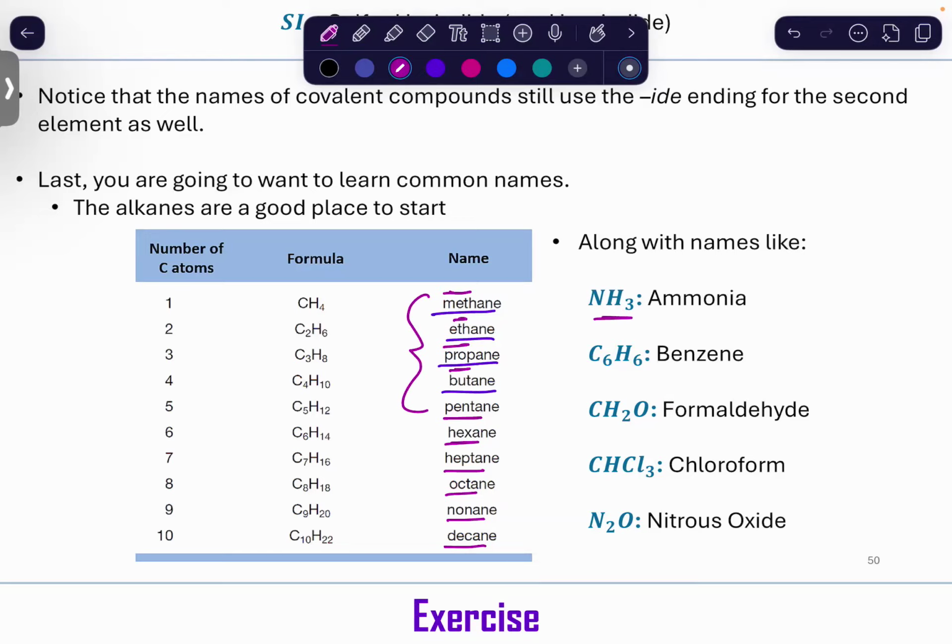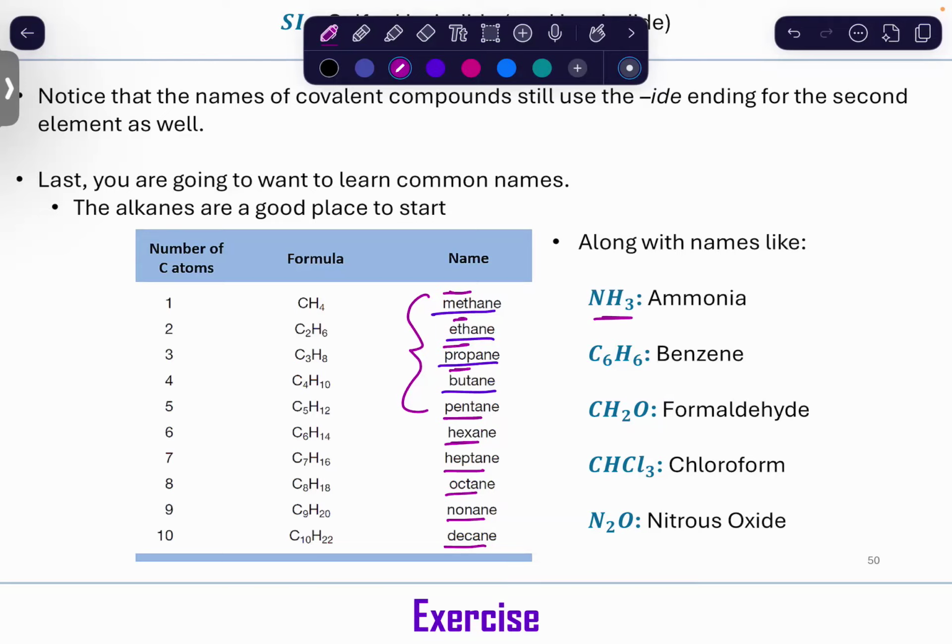Remember, your NH3 is ammonia. I guess you could call it nitrogen trihydride. Your C6H6, that's benzene, that's a common name. CH2O, that's formaldehyde. You wouldn't call that carbon dihydride oxide. You just wouldn't name it that way. It's formaldehyde. There are IUPAC ways of naming it, but that's not something you'll do till later on, like in a higher level of chemistry.